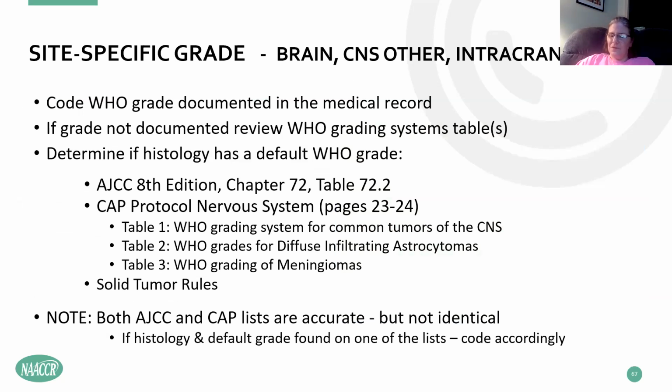So for the brain and CNS other, code the WHO grade documented in the medical record. If grade is not documented, review the WHO grading system tables. So determine if the histology has a default WHO grade. Then once again, here are your 3 resources, just reinforcing this is how you code the brain and CNS other.